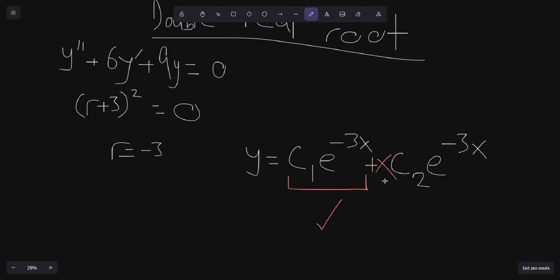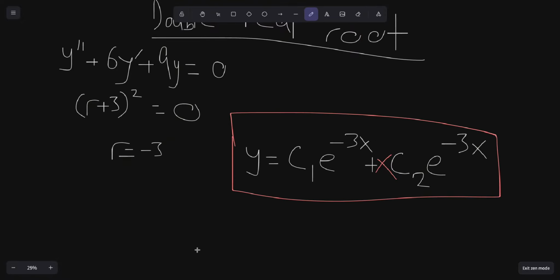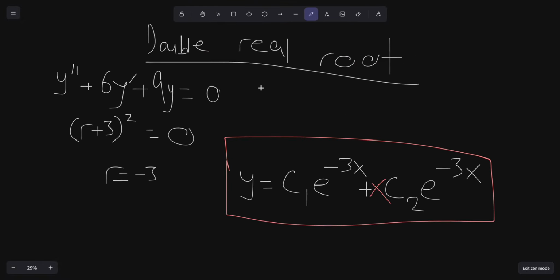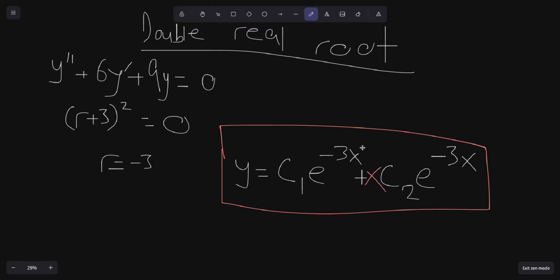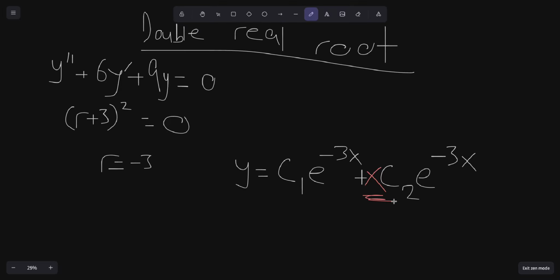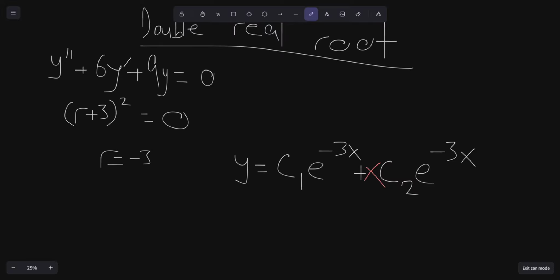And this is actually the solution to the second order differential equation. So when we're dealing with a double real root, you keep the first term the same, and the second term you write out as is, but you just multiply it by x. This x is serving a very important purpose. It's making sure that you can't combine these two terms so that it turns into a big constant, if you will.